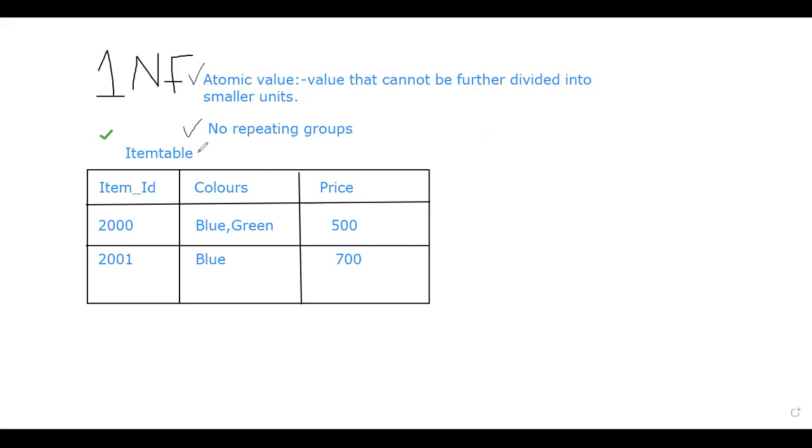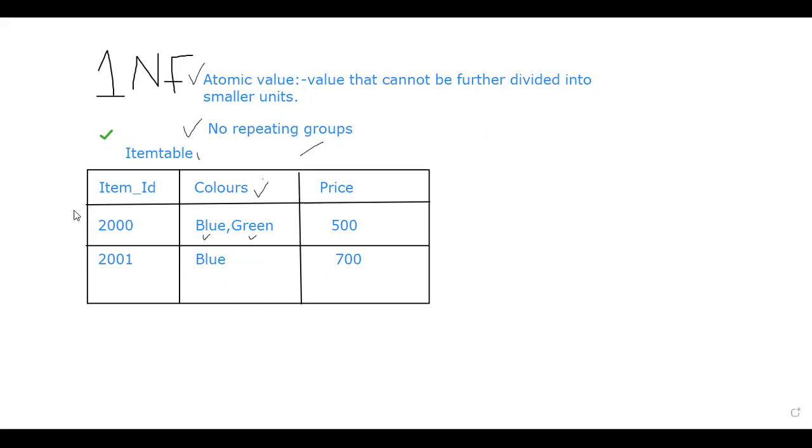Now if you consider this item table, we don't have atomic values. If we consider the colors attribute, you have blue and green, two colors, so that means no atomic values. So is this table in first normal form? No, you should say this table is not in first normal form. Why? No atomic values. In colors, you have two colors, blue and green.